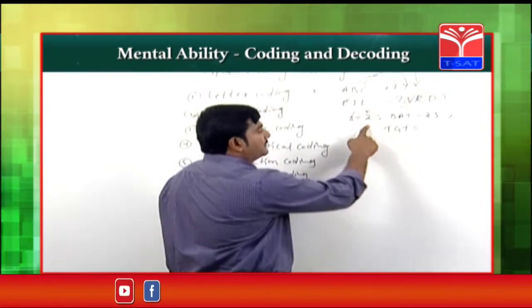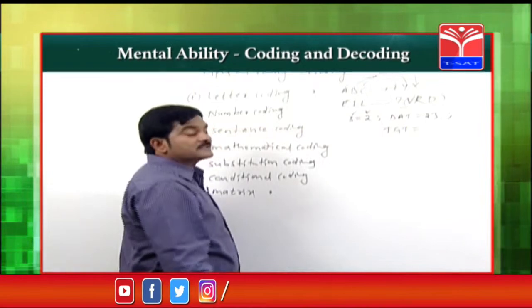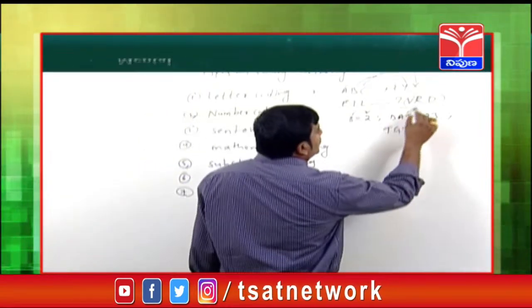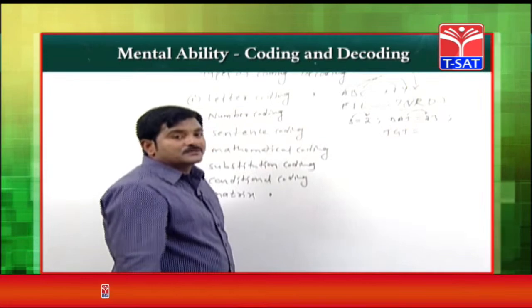I am getting a numerical number. Similarly, BAT is a word. For this, I am getting a code as a numerical number. So what does it mean?